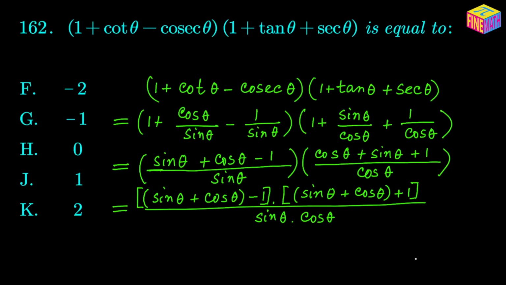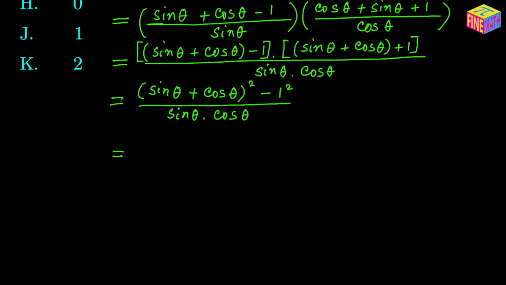So now in the numerator you can see that this is looking like something minus 1 times the same thing plus 1, right? So that's like a minus b times a plus b. If we consider sine of theta plus cosine of theta as a, and if we consider 1 as b, then it is like a minus b times a plus b, and that would be a squared minus b squared, right? So if we simplify this, we are going to get something like this.